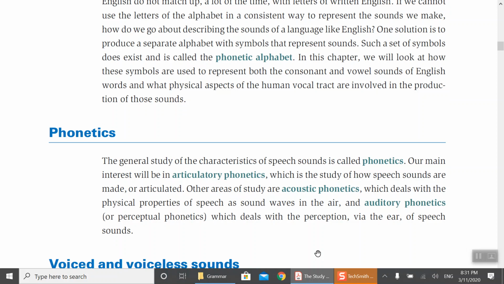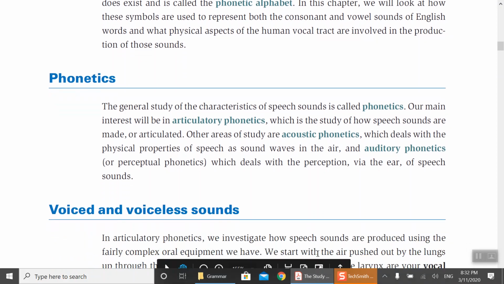And simply, phonetics is what? It is the study of human speech sounds. We have here articulatory phonetics, which is the study of how speech sounds are made, how they are produced or articulated. We have acoustic phonetics, which deals with the physical properties of speech as sound waves in the air, and auditory phonetics or perceptual phonetics, which deals with the perception via the ear of speech sounds. So these are the branches of phonetics.